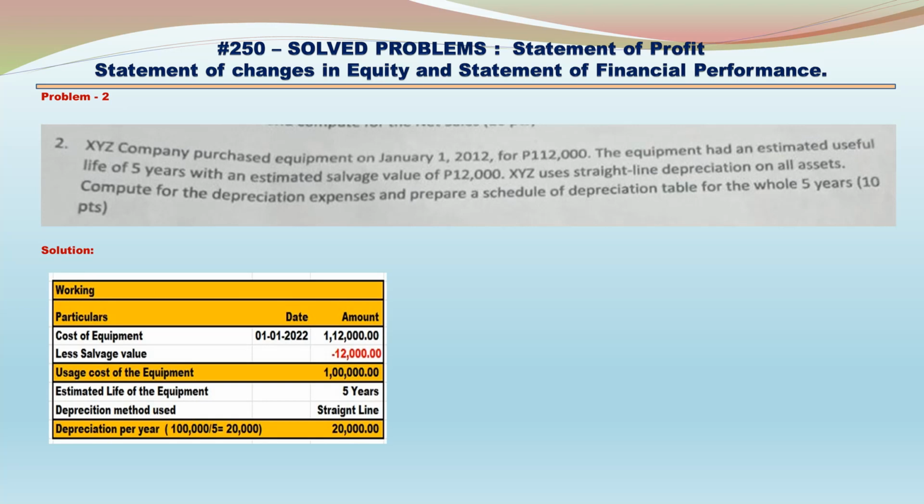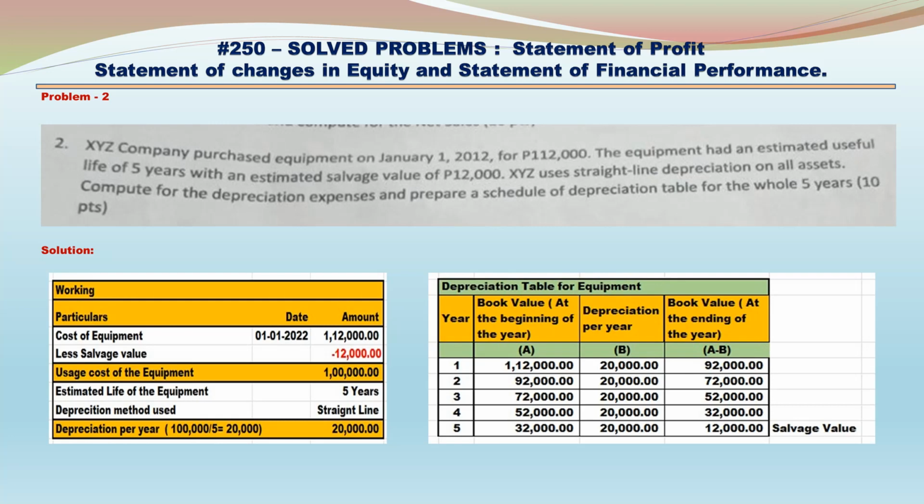Working: particulars, date, amount. Cost of equipment, 1st January 2012, 112,000 less salvage value 12,000. Usage cost of equipment 100,000. Estimated life of the equipment 5 years. Depreciation method used: straight line. Therefore, depreciation per year is 100,000 divided by 5, equal to 20,000.